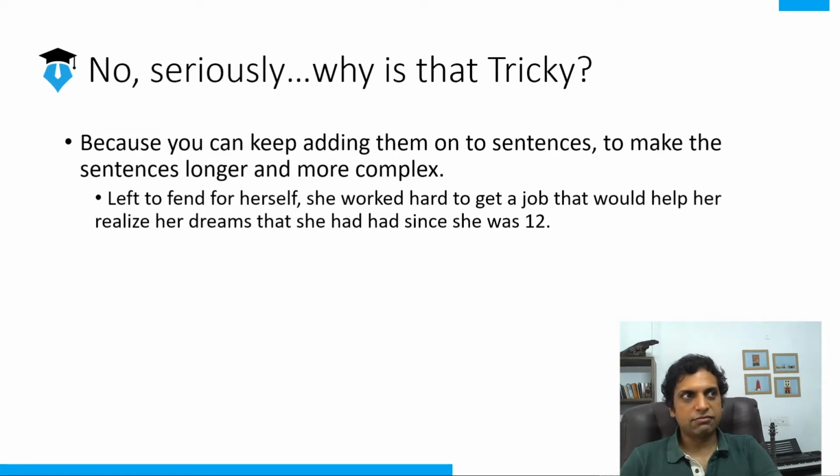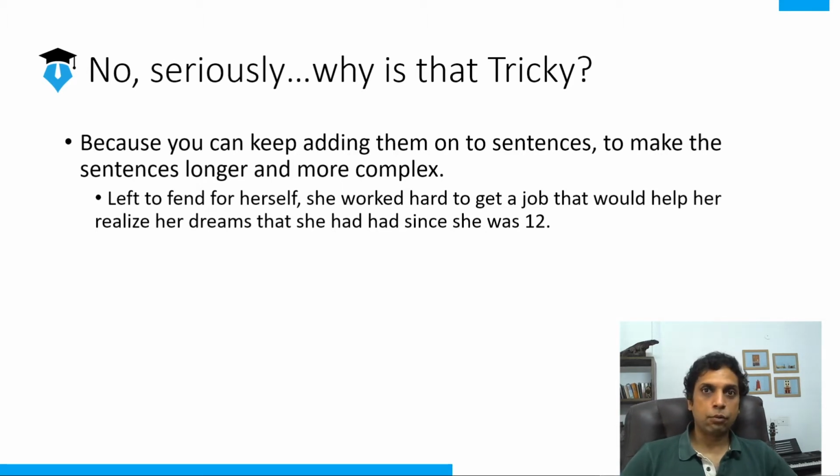When did she do all this? When she was left to fend for herself. So that's 1, 2, 3, 4 modifier phrases right there. And the sentence has gone from 3 words to, well, very many. So that's why modifiers are really important to know, and that's how they become tricky. Because you can keep adding them.